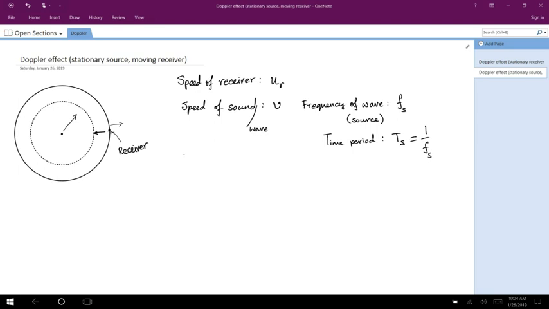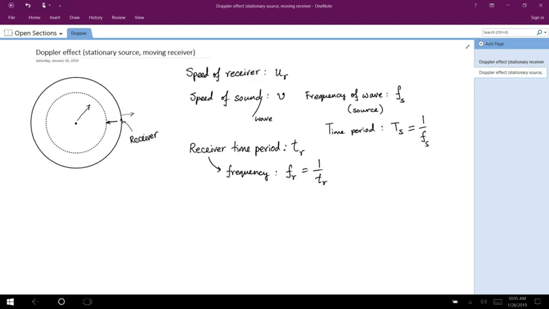So now, of course, the receiver sees the time period as slightly different. So the receiver time period, we will call that, let's say, TR. And then the receiver frequency is just going to be the inverse of the time period. So the frequency received FR is equal to 1 over TR. So now let's think about what goes on during this time TR.